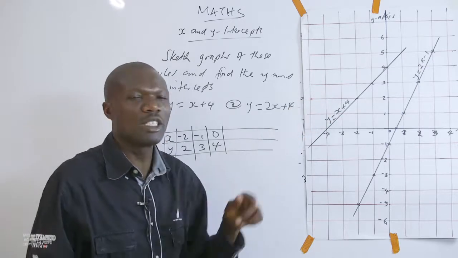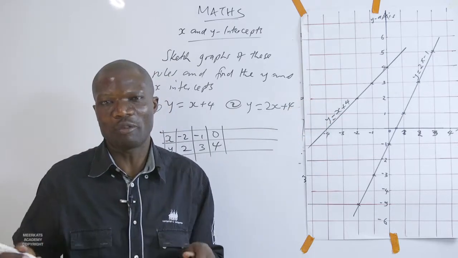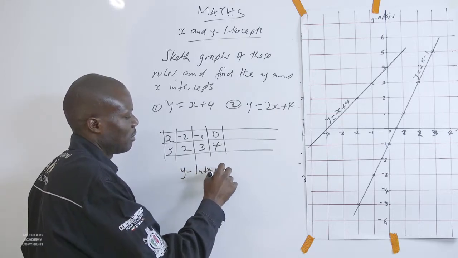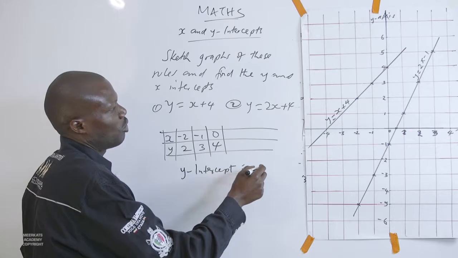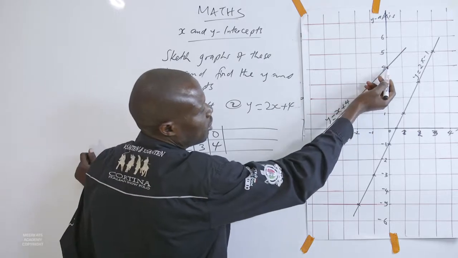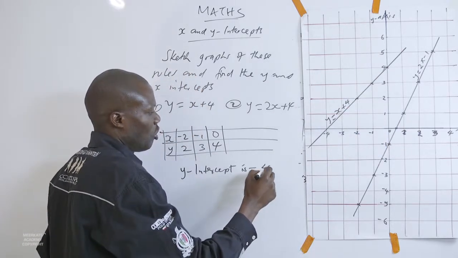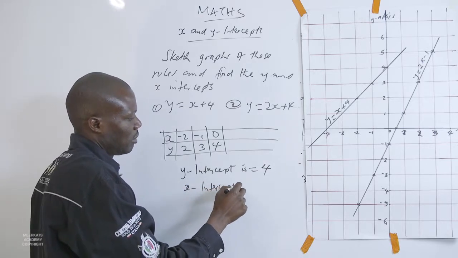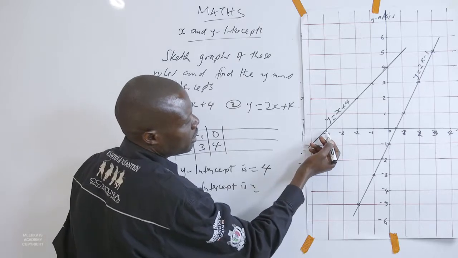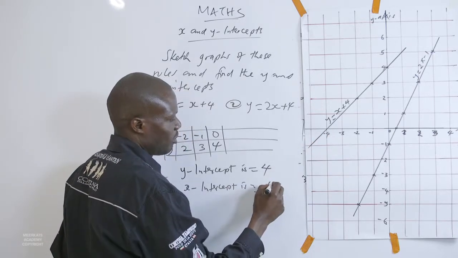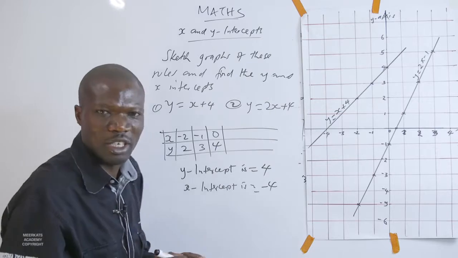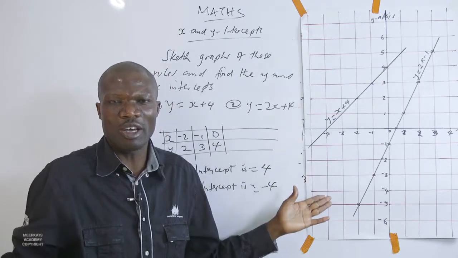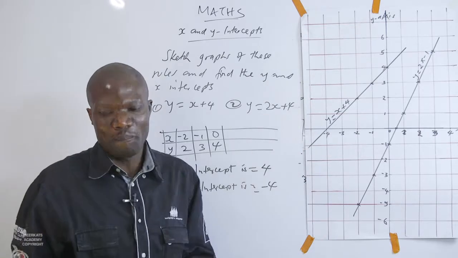So, from this graph we have plotted, the y-intercept is equal to what? You see it is crossing at 4, it is 4. And the x-intercept is where it crosses the x-axis, which is negative 4. You see? Using a graph you have found it so easy to find the y and the x-intercept by simply plotting.